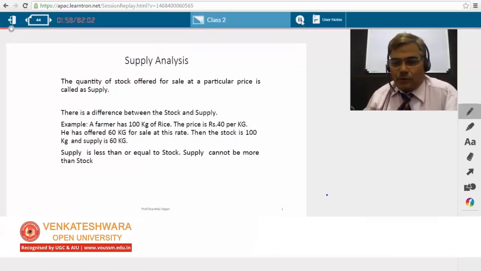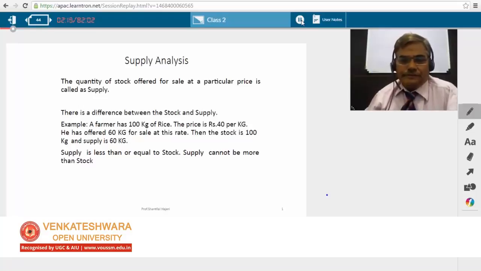In the earlier session, we have studied the first two topics of economics: meanings of economics and demand analysis. In this present session, we'll have unit number 3 and 4, supply analysis and cost concepts. So let us start with supply analysis.